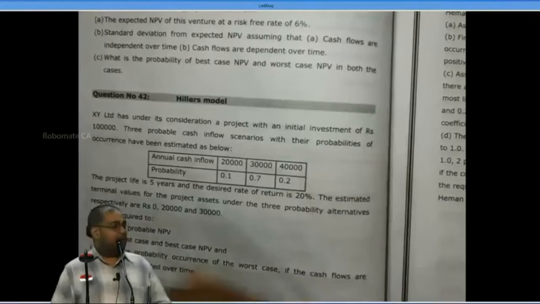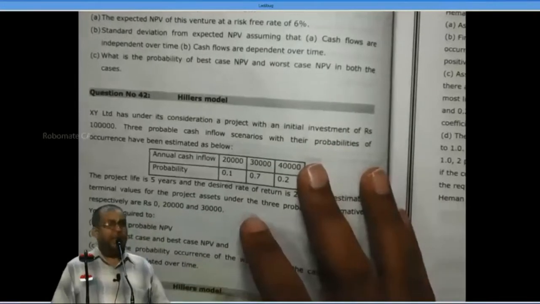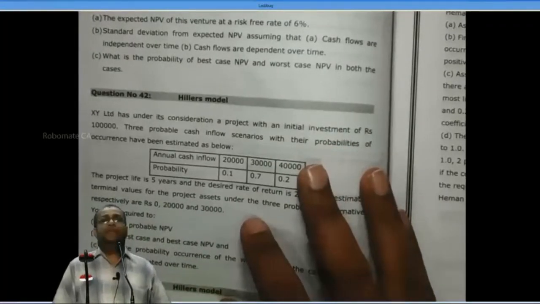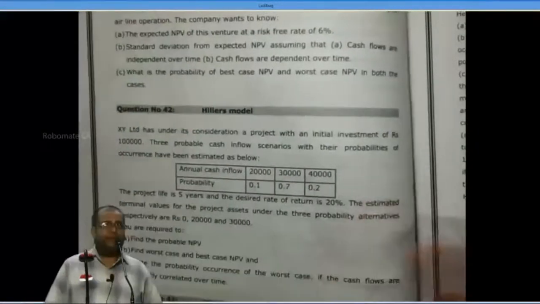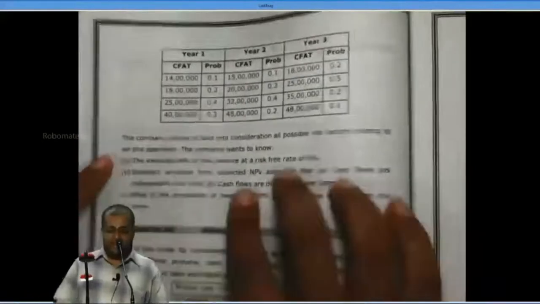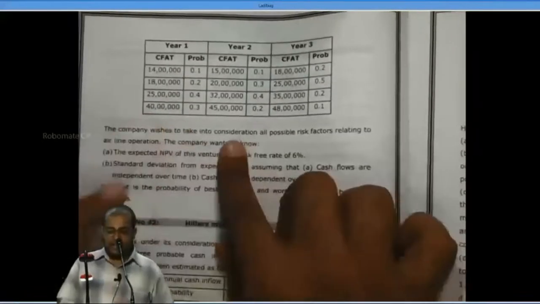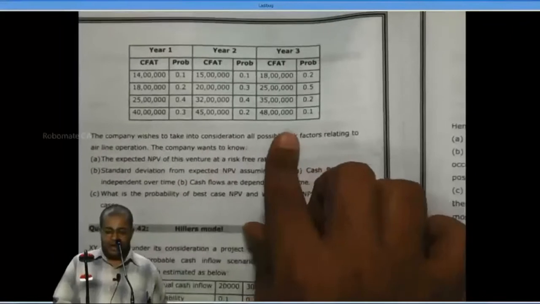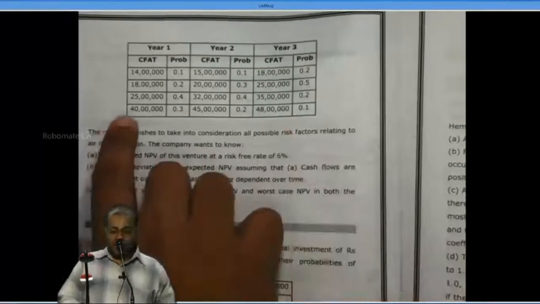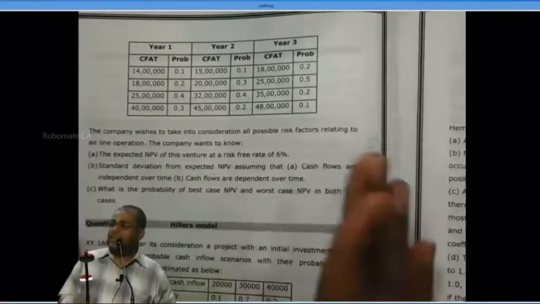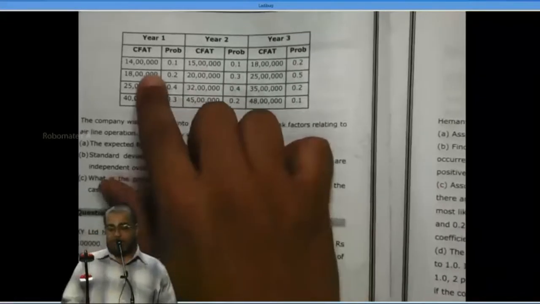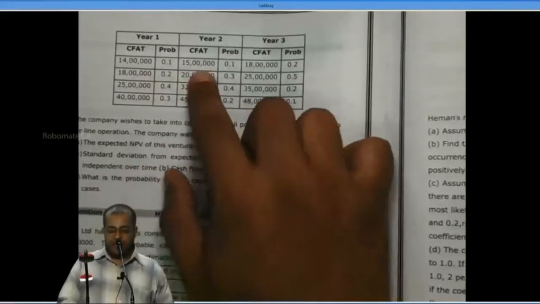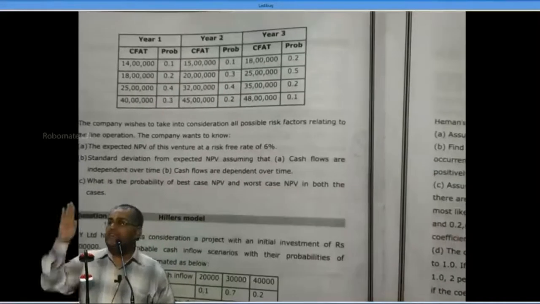Cash flows are dependent over time, and cash flows are independent over time. Now, best case NPV will occur when first year is 40 lakhs, second year is 45, and third year is 48 lakhs. When all the three happen, I will be getting the best case NPV. When will I have the worst case NPV? First year 14 lakhs, second year 15 lakhs, and third year 18 lakhs. Everybody understanding it or not?